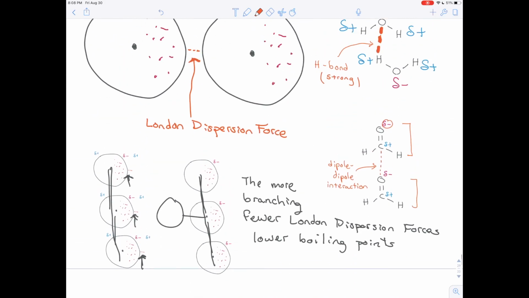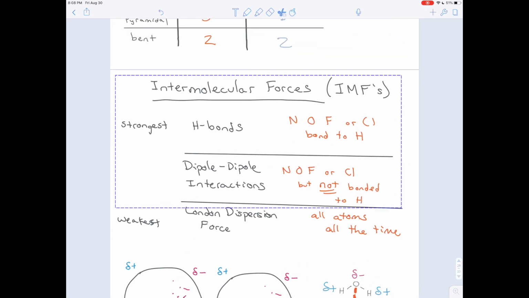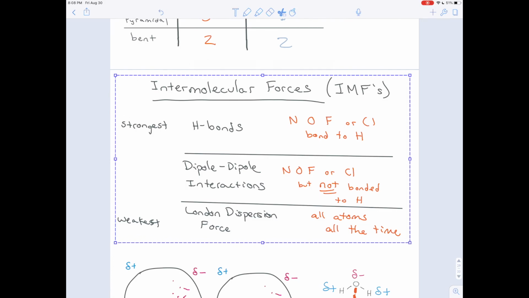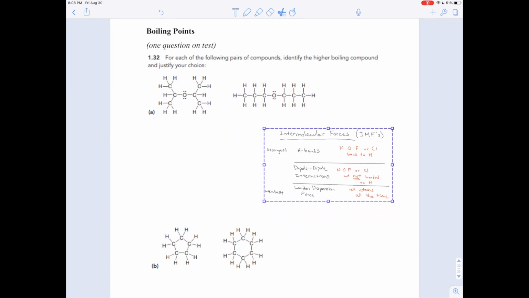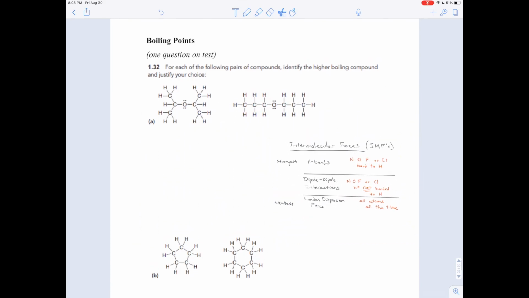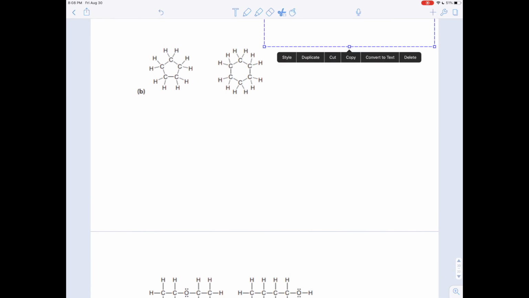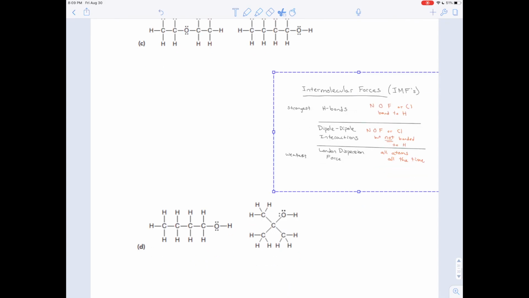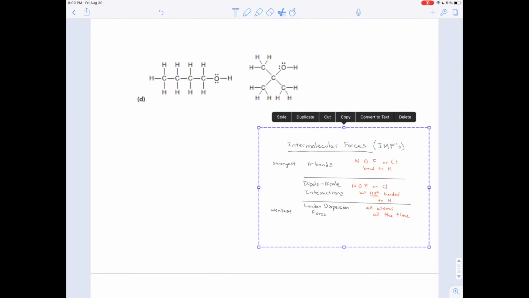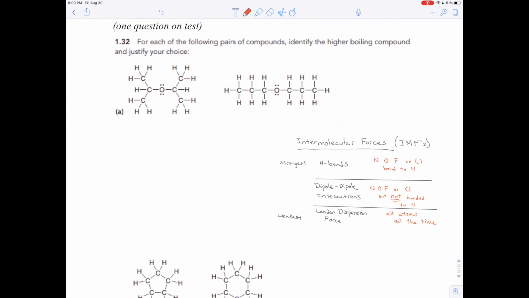And so you want to go down the list that we have here and check off each of these intermolecular forces, and see which one has the stronger one. Now if they tie, then you would go to the next strongest intermolecular force. So let's just do the first one now, and then we'll continue with another one in another video.